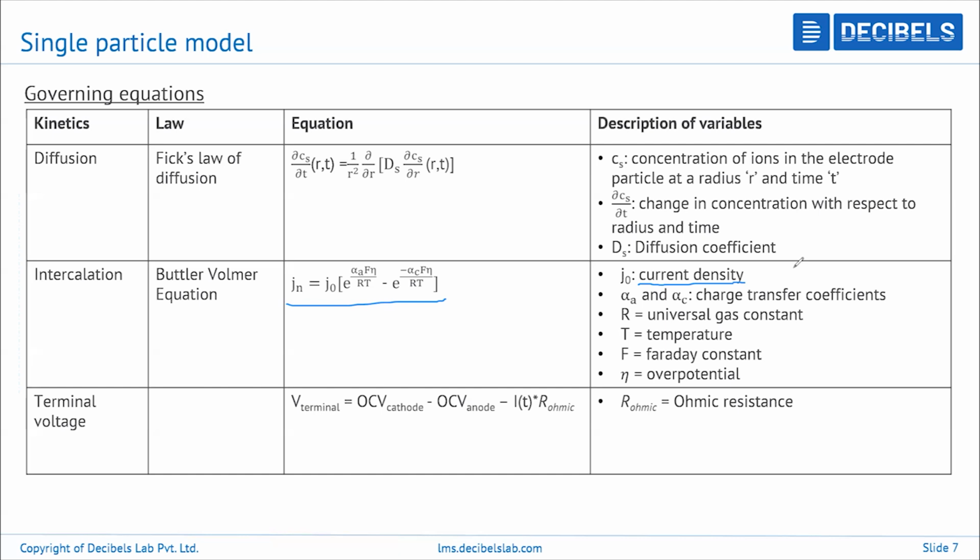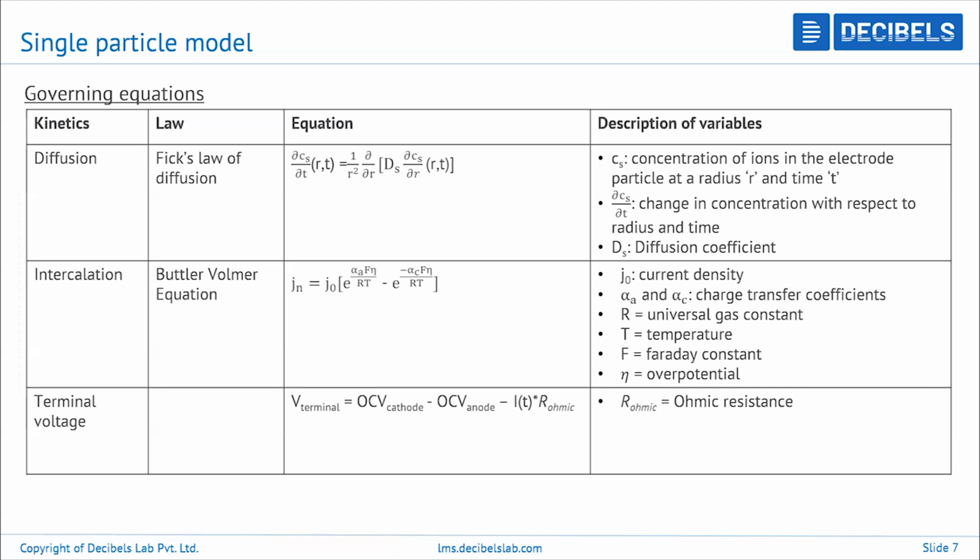This equation is an exponential equation, and only when we solve these two together are we able to get the final terminal voltage equation, which is once again a function of individual potentials. We have to find out, using some material testing, the open potential of the cathode, the open potential of the anode, and whatever ohmic losses there are, the ohmic resistance within the cell. Okay. So these are the main equations: diffusion governed by Fick's law, intercalation defined by the Butler-Volmer equation, and terminal voltage, which is a more elaborate equation.